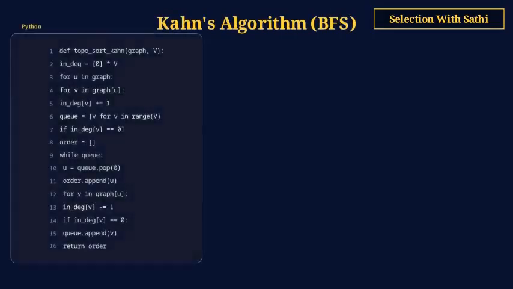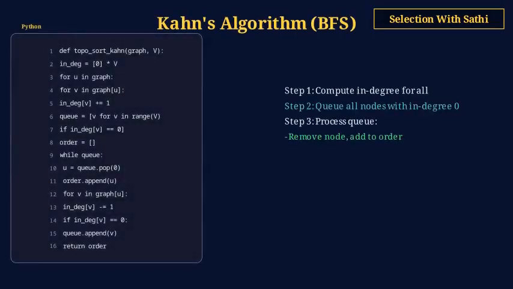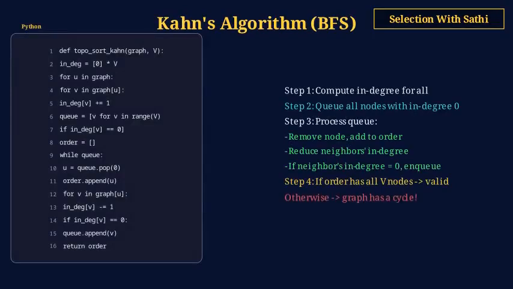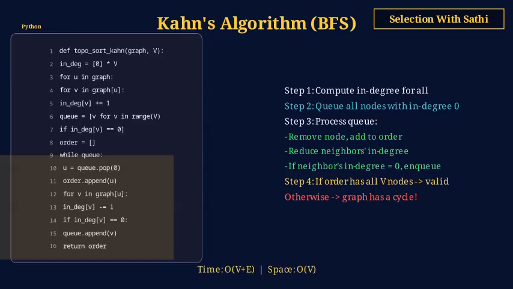Kahn's algorithm uses BFS with indegrees. Look at lines 4 through 7. First, compute the indegree of every vertex. Indegree is the number of incoming edges. Lines 8 through 11 enqueue all vertices with indegree 0. These have no prerequisites and can be processed first.